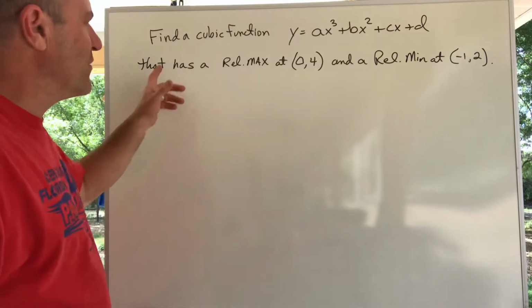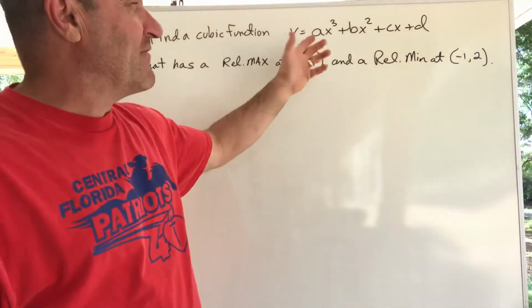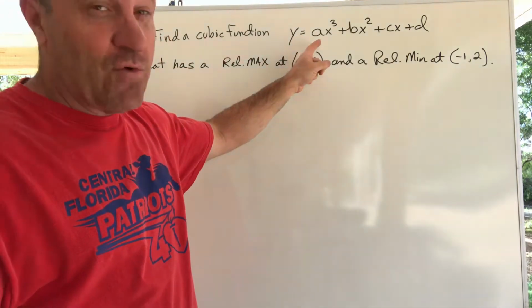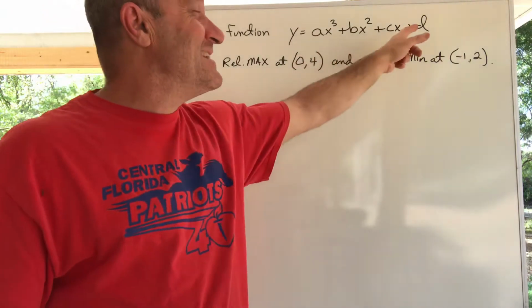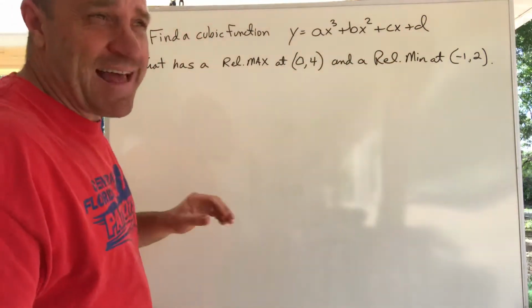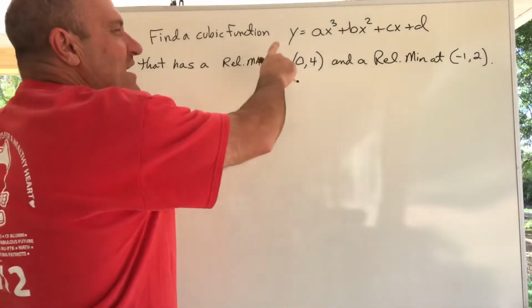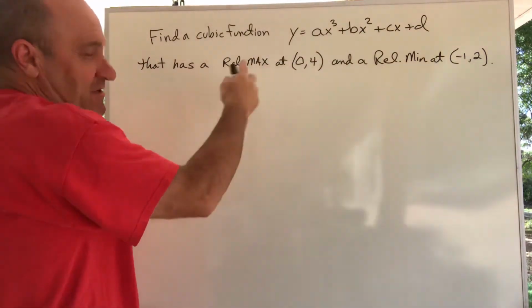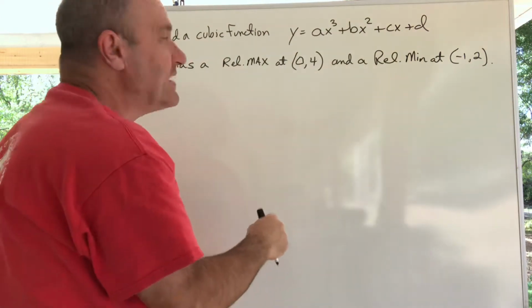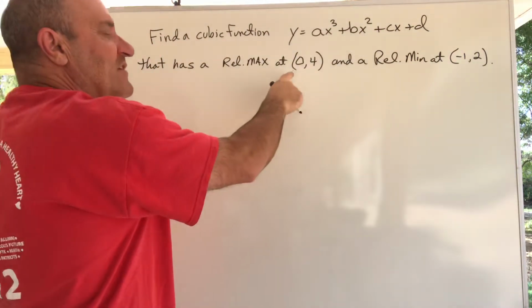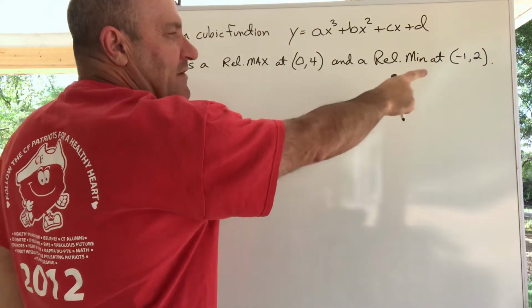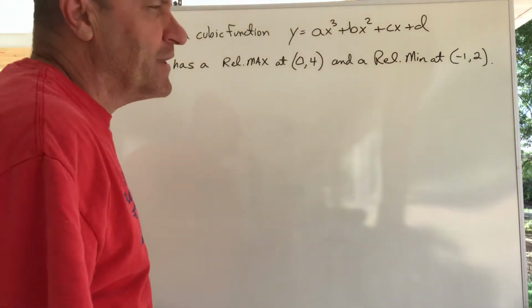Let's talk about it. We're trying to find a cubic function, so I've got these general unknown coefficients, A, B, C, and D. The birds are loud out here. That's okay. And we're trying to find this cubic function, which means we're trying to find A, B, C, and D, that has a relative max at (0, 4), and a relative min at (-1, 2).